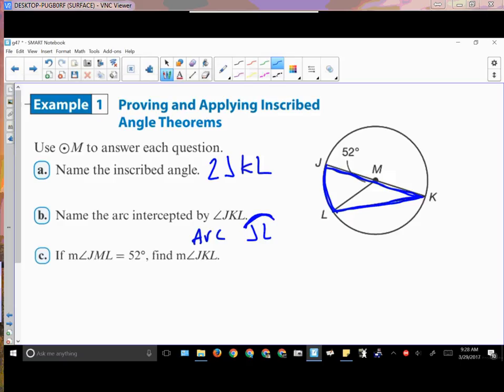Now it says if JML is 52 degrees, what's the angle measured here? Now we had seen before that if this was 52 degrees off the center, this would be 52 degrees as well. Is that correct? Yes? No? Now, if this is 52 degrees here, what should this one be over here? Well, it should be half of it, which is 26 degrees. As long as you keep that in your mind, the vertex angle is going to be half of this.